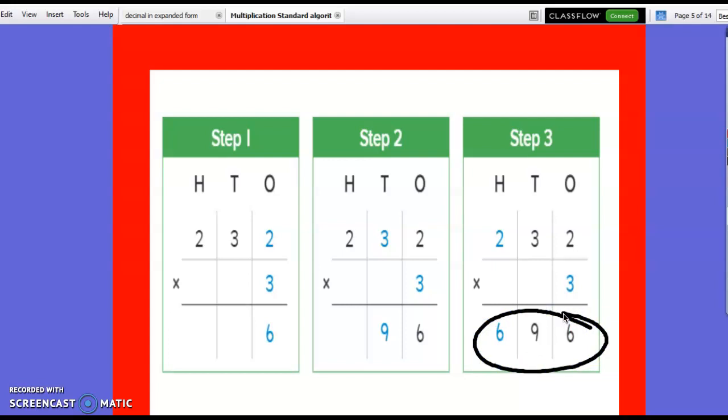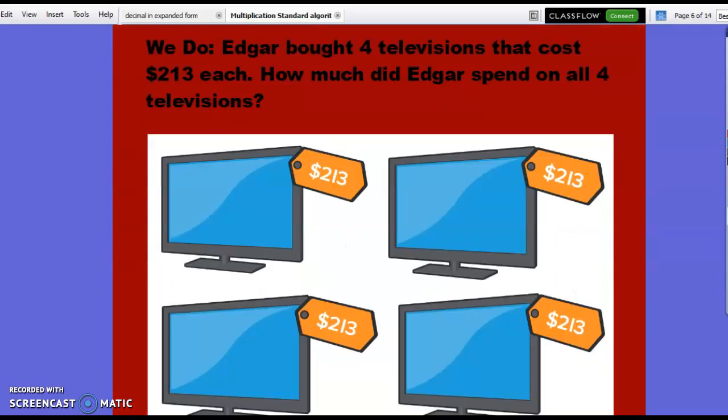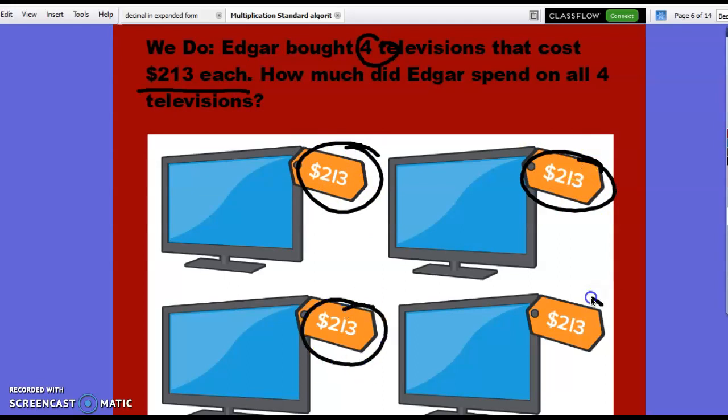Now, here we have another one. This time, I want you to see if you can do the equation. So Edgar bought 4 televisions that cost $213 each. So there's 4. 1, 2, 3, 4. How much money did Edgar spend on all 4 televisions? So we're looking for, what was the total again? How much did he spend on all 4? So what I want you to do is pause the video here and see if you can write down your standard algorithm equation and see if you can find the product.